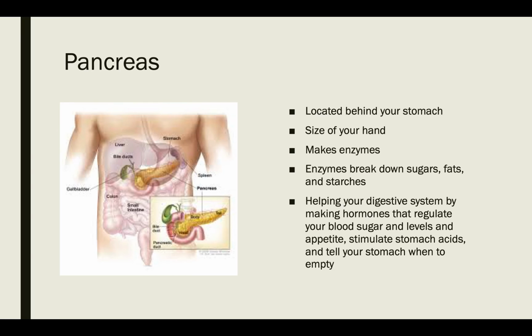The pancreas also makes insulin, secreting it directly into your bloodstream. Insulin is the chief hormone for metabolizing sugar.